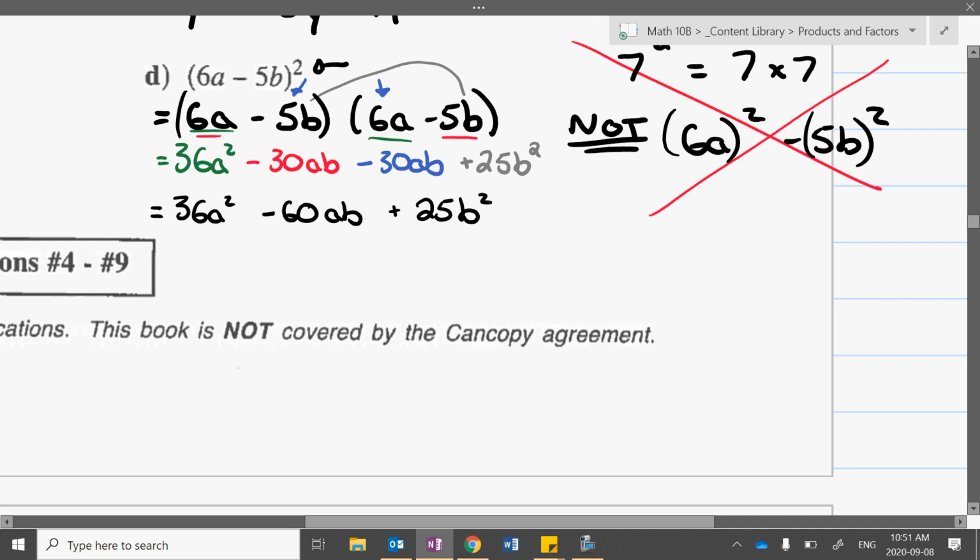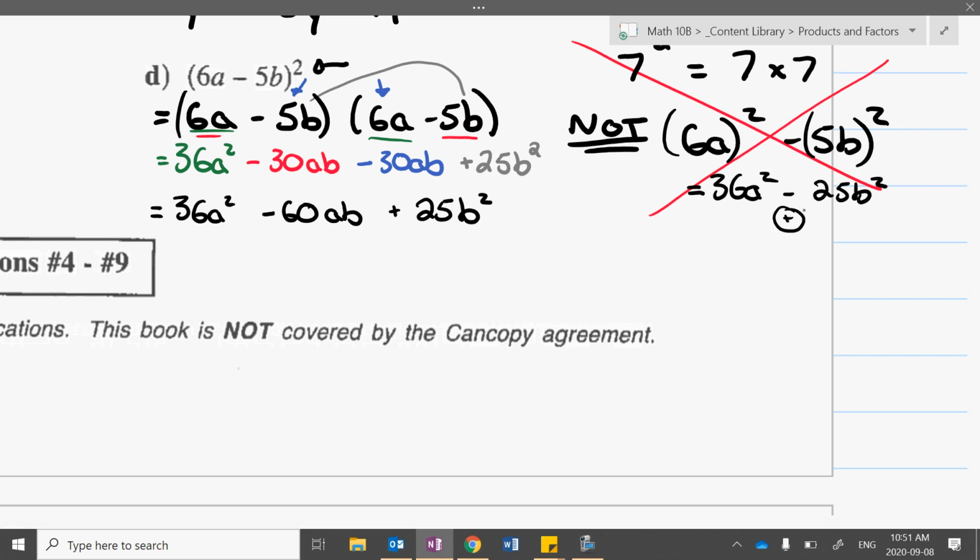If you had done it this other way, which is super wrong, you would have ended up only with 36a squared minus, for how I wrote it, 25b squared. If you wrote it with the minus sign, you could have said plus, just depending how you rewrote it that way. But you see, you don't get that minus 60 doing it that way, and that's why it's wrong. You cannot just move that 2 in. It's the whole thing multiplied by the whole thing.